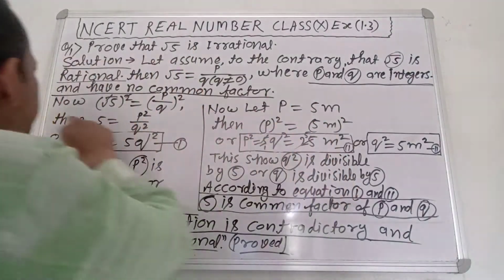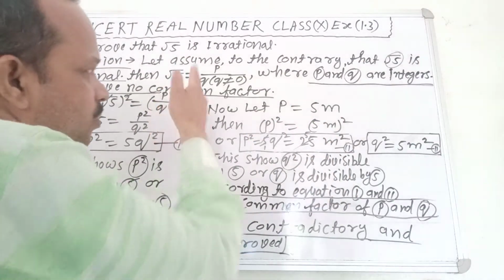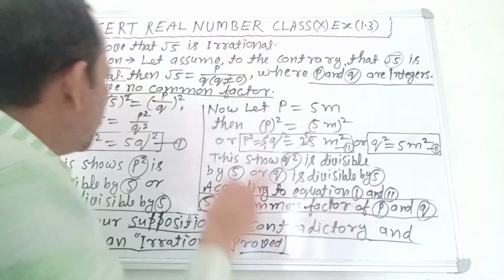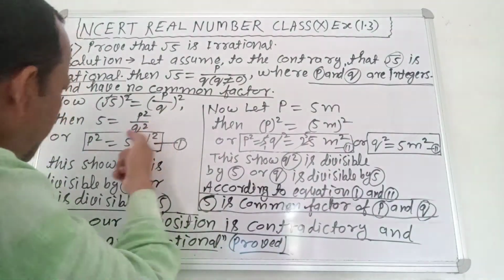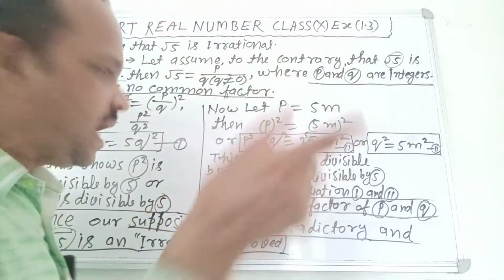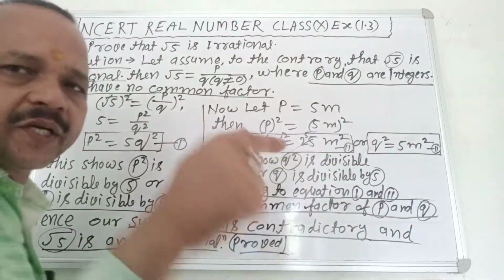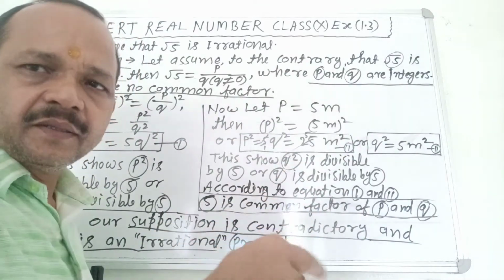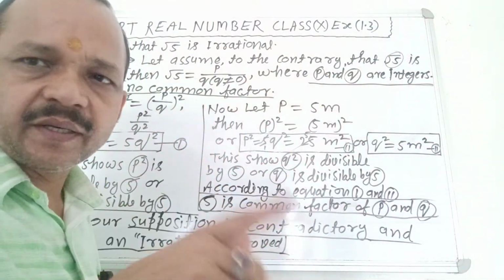Very good. Now root 5 whole square equal to p by q whole square. Cutting the square and root, it becomes 5 equal to p square upon q square, or p square equal to 5q square. It is equation first. You find equation first, p square equal to 5q square. It is clear?